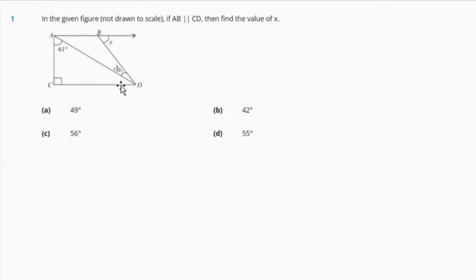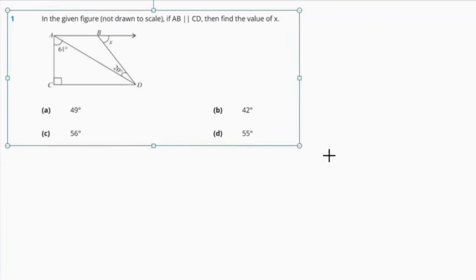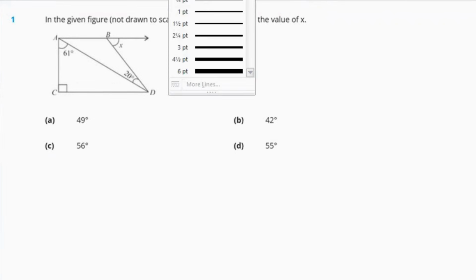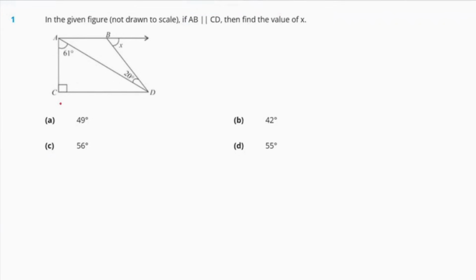So the first question we have here is in the figure that is given to us, AB is parallel to CD. AB is already given parallel to CD. We are supposed to figure out the value of X. So what we can see here, this angle is given to us, which is 61. This angle is given to us, which is 90. And the question is asking about this angle.